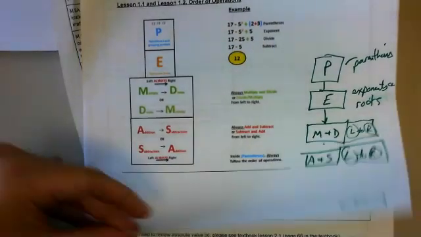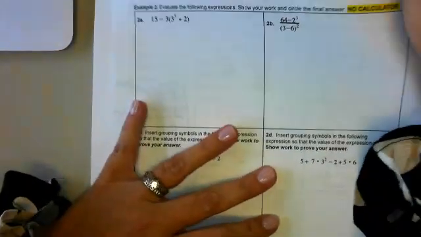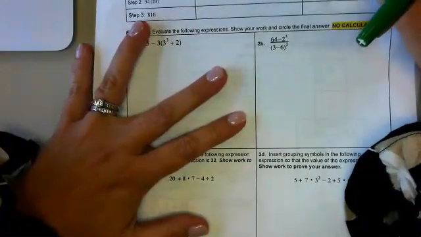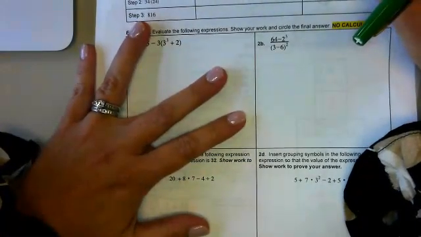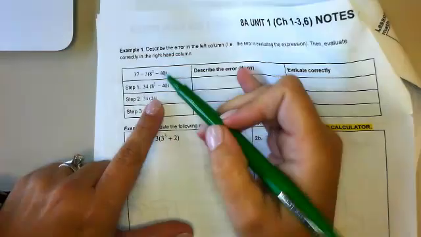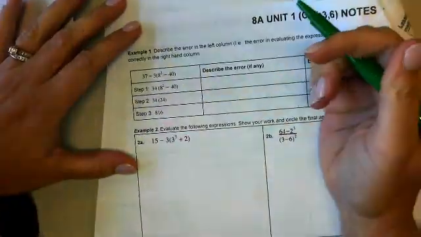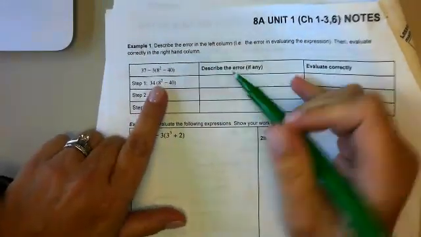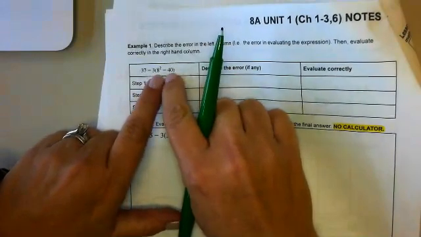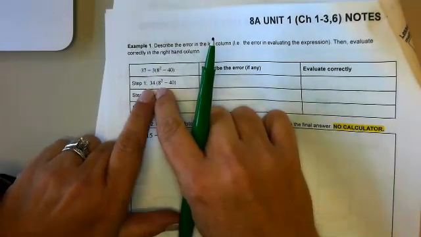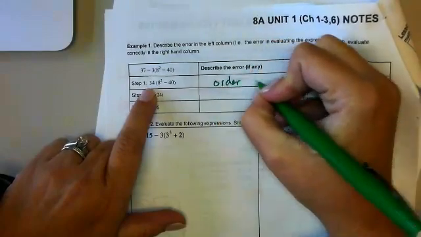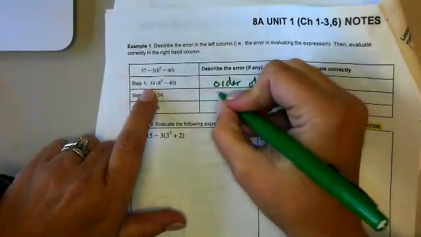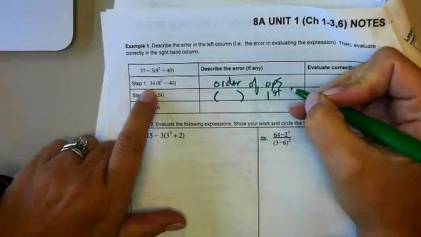Moving on to page 4. Example 1. Describe the error in the left column, i.e. the error in evaluating the expression, then evaluate correctly in the right-hand column. Okay, so if you look at this problem on the left, there is a mistake. Maybe 1, maybe 2, I don't know. Let's look and see. We have order of operations. We should have done parentheses first. Oh, I can see it already. The error was their order of operations, right? What comes first? I hope you remember that parentheses come first, okay?